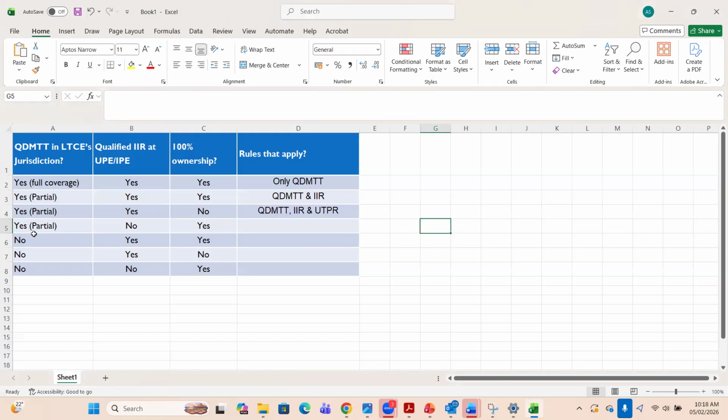Let's do the next one. So you tell me the next one. So there is a partial QDMTT, and there is no qualified IIR status at UP or IP level, and there is 100% ownership. Now, which charging mechanisms would kick in?